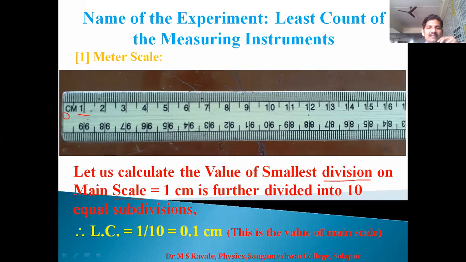1 centimeter is further divided into 10 equal subdivisions. I'm talking about meter scale. So least count of this meter scale is 1 centimeter divided by 10 equal subdivisions. So therefore 0.1 centimeter is the value of main scale, and only main scale is present on the meter scale. No Vernier scale is present. Therefore the least count of meter scale is 0.1 centimeter.